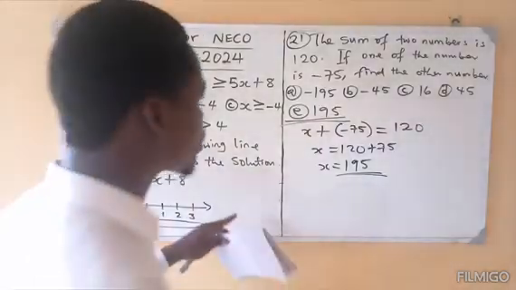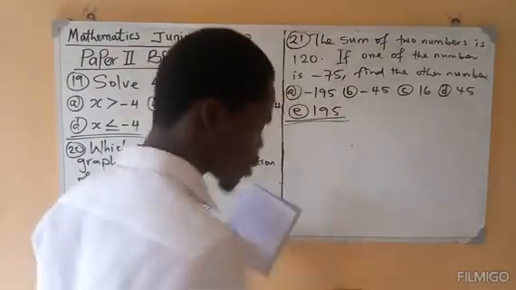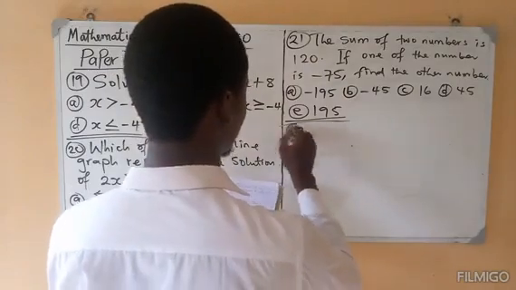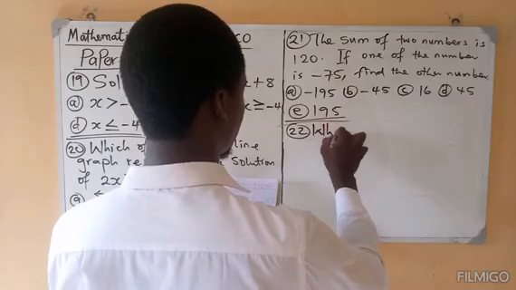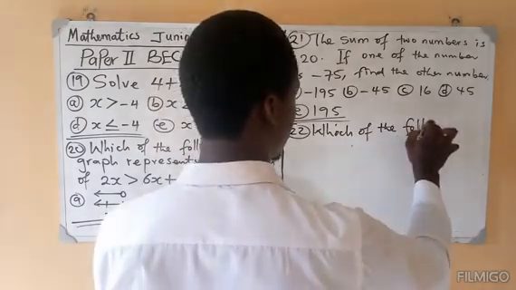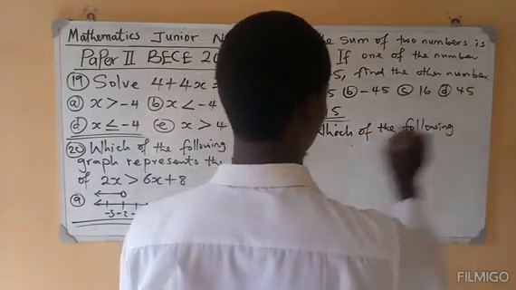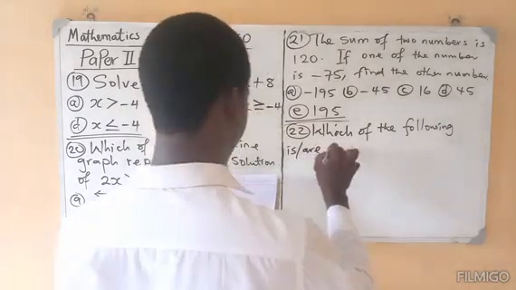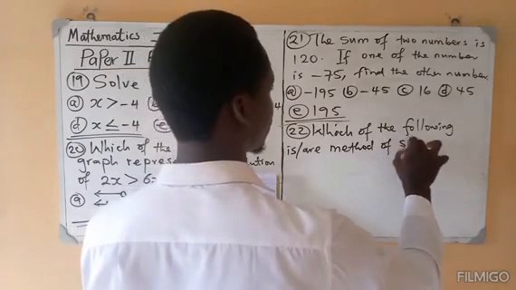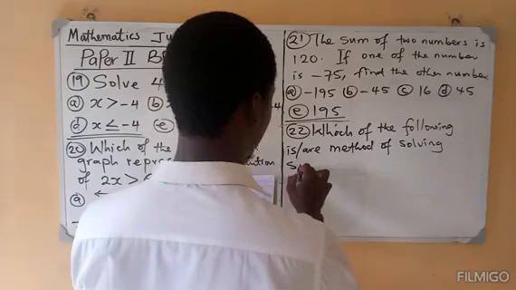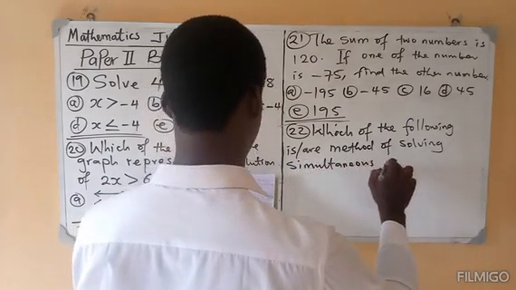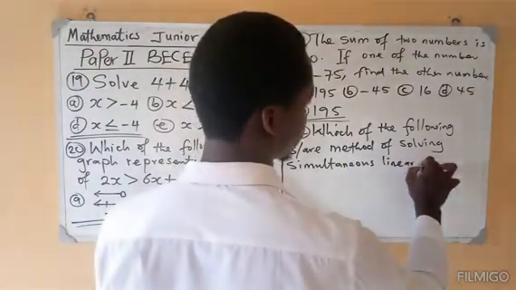So let's pick one more question. Question number 22: which of the following is or are methods of solving simultaneous linear equations?